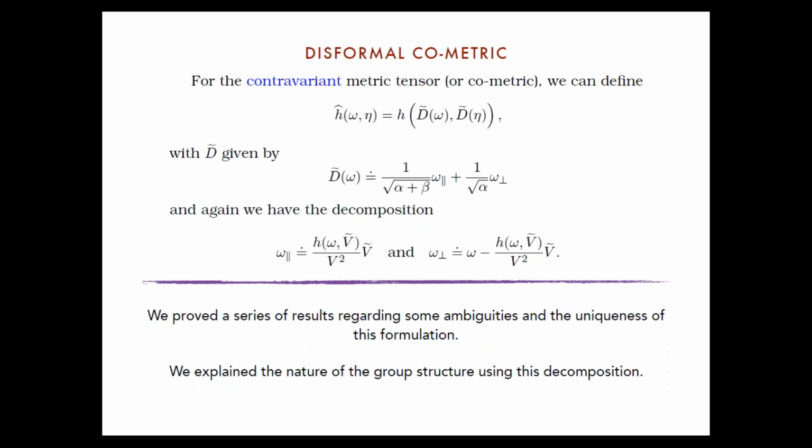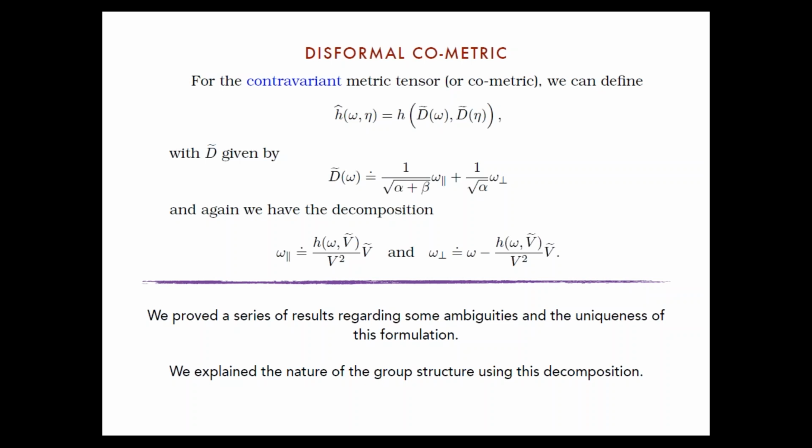Also for the disformal cometric that transforms in the inverse way as the disformal metric, you can see. And then using this formulation, we proved a series of results, a series of propositions regarding ambiguities and uniqueness that appeared. And we also explained the nature of the group structure using this approach. But since this is not essential for this presentation, I will leave it in the thesis and we will not explicitly talk about it here.